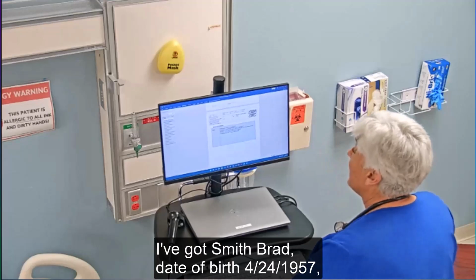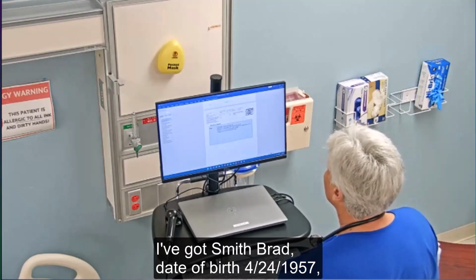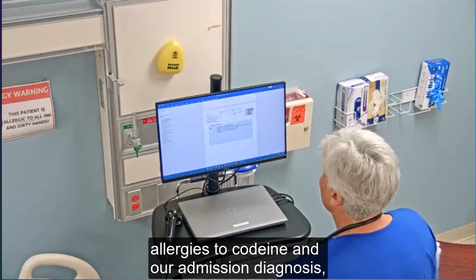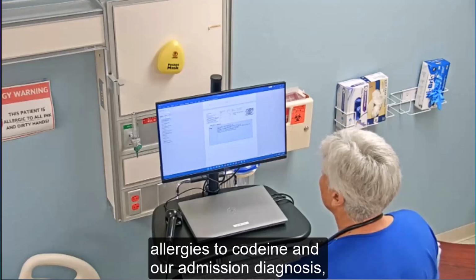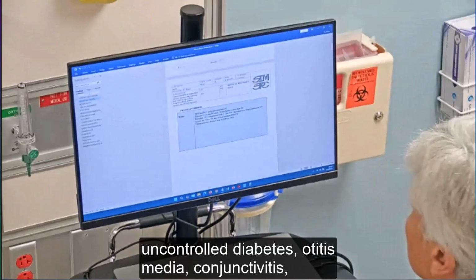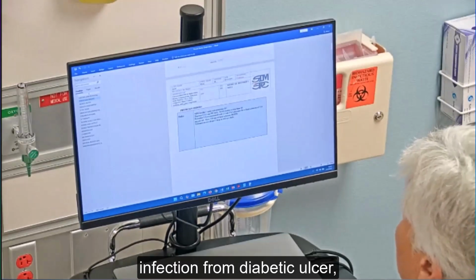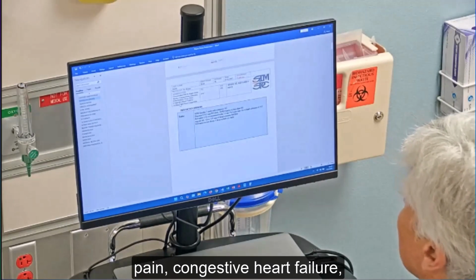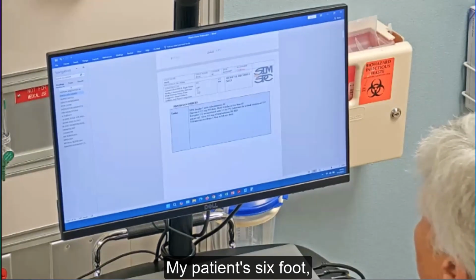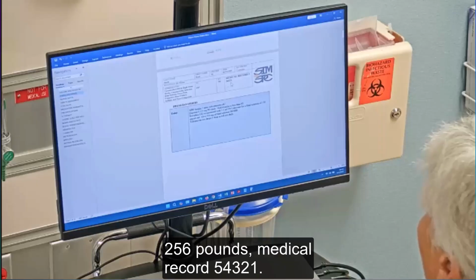So I've got Smith, Brad, date of birth 4/24/1957, allergies to codeine, and our admission diagnosis: uncontrolled diabetes, right otitis media, conjunctivitis, infection from diabetic ulcer, pain, congestive heart failure, asthma, and nasal congestion. My patient's 6 foot, 256 pounds, medical record 54321.